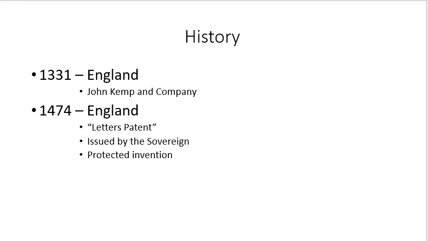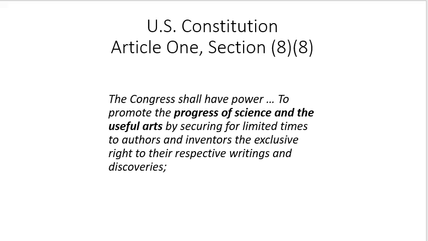Moving forward about a century, this was more formalized in letters of patent. These letters were issued by the sovereign, the king or the queen, and it protected inventions. So you had an invention, it would be presented to the sovereign, and he or she would grant you a letter of patent protecting your invention.